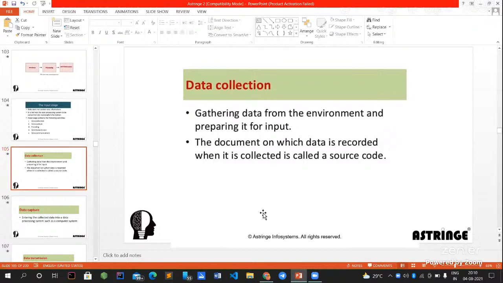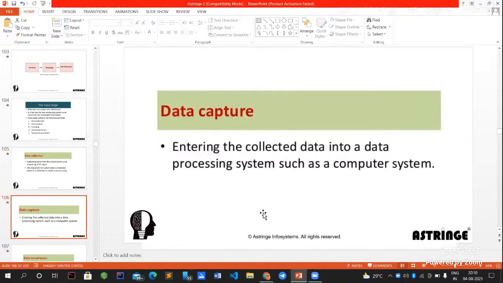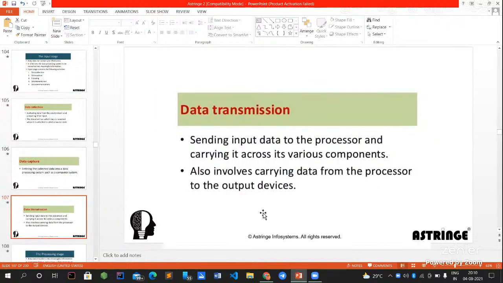Okay, and after that, whenever you enter your collected data into the data processing system or a data computer system, it comes out as meaningful information. Now before that, you should have your data in the proper state. Okay, after data capturing, there is data transmission.